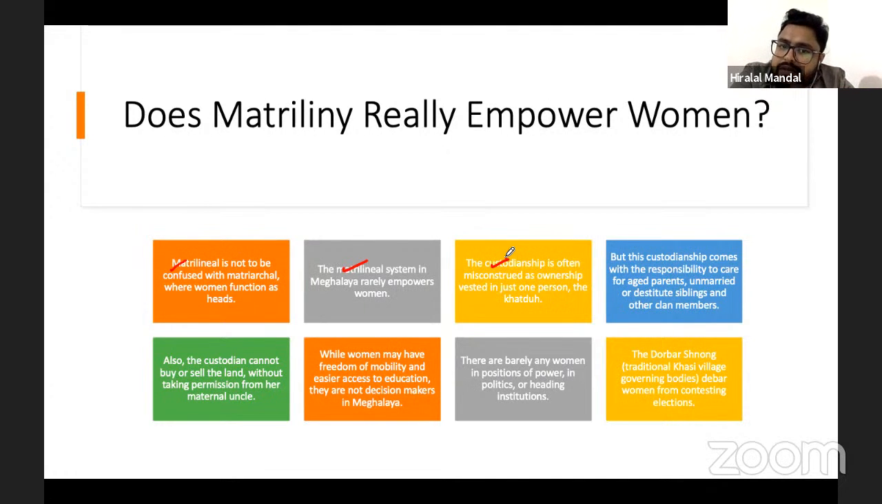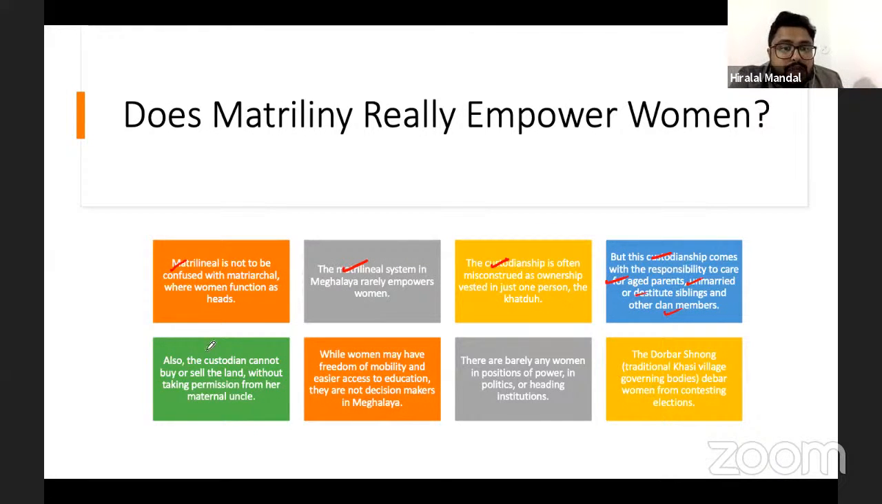The custodian is of course vested in Khadu, which is the youngest daughter, but the youngest daughter requires the permission of the male member. So it is not that she can take a decision on her own. That is the limitation that you can see. And of course, the custodianship comes with the responsibility to care for aged parents, unmarried or destitute siblings, and other clan members. So apart from the power, the responsibility is also given to them.